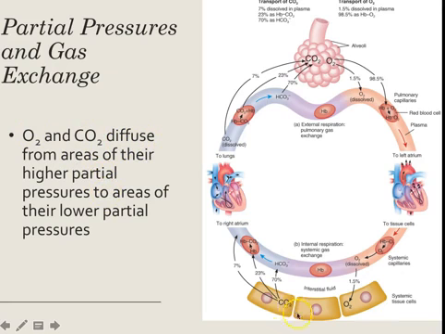Okay, so basically carbon dioxide and oxygen are diffusing from areas of higher partial pressure to low partial pressure, right? So there's lots of carbon dioxide here, meaning the partial pressure is greater, so it goes from high to low. Lots of oxygen here, again, it goes from high to low, right?